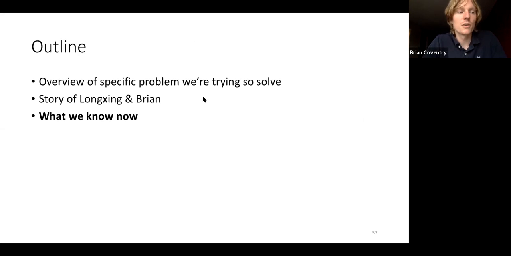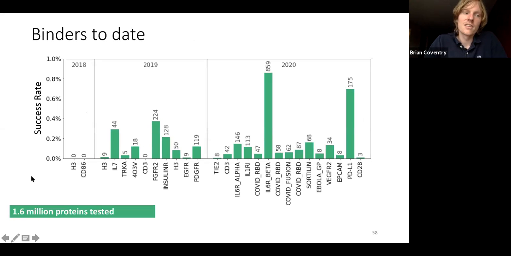All right, first, we have the binders to date slide. This was back when I presented my defense. We have more now, but I didn't want to remake this graph. On the whole, we have binders to a lot of targets. Our success rate's been kind of crappy, honestly. Well, it depends who you ask. If you ask me, I'm not happy with a 0.1% success rate.